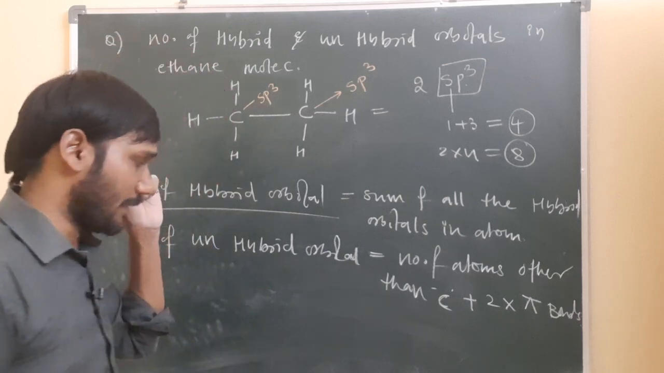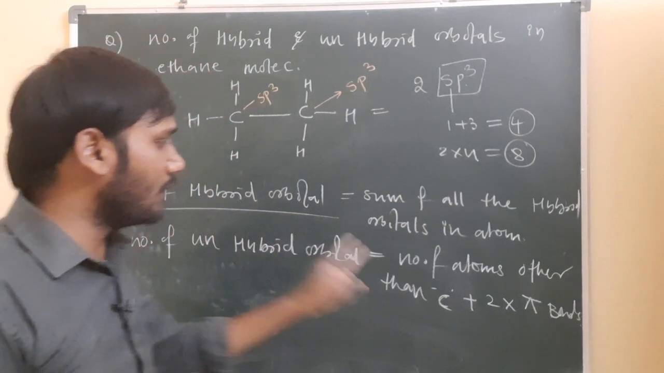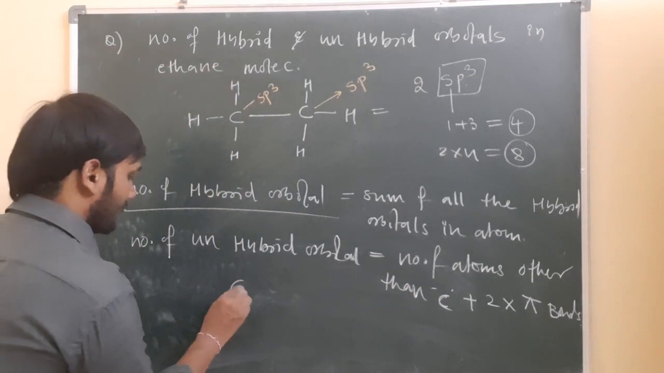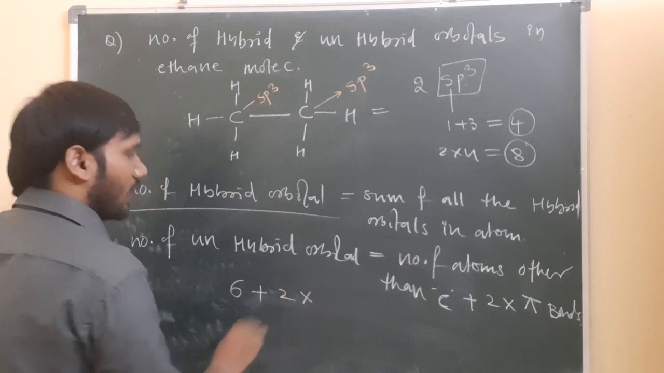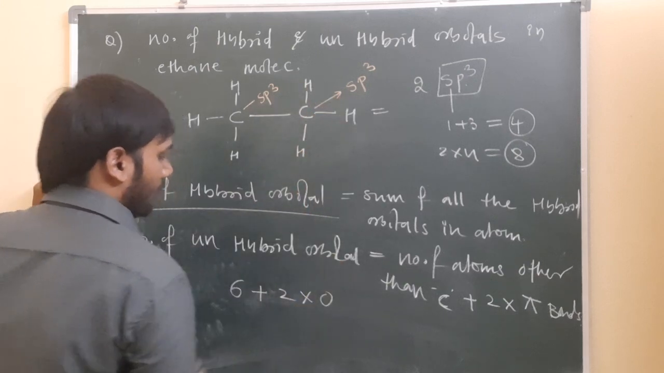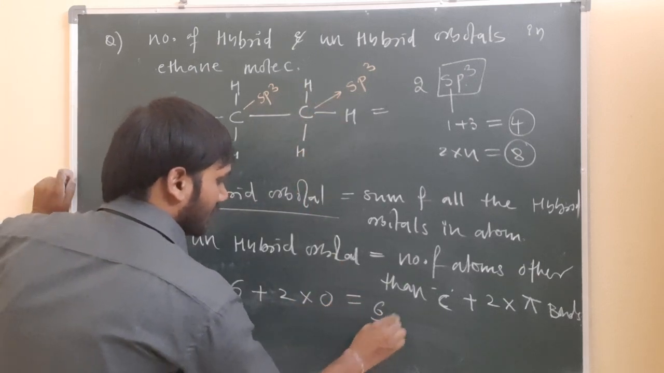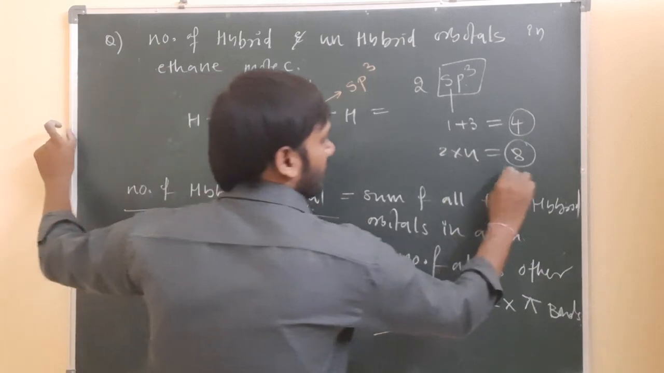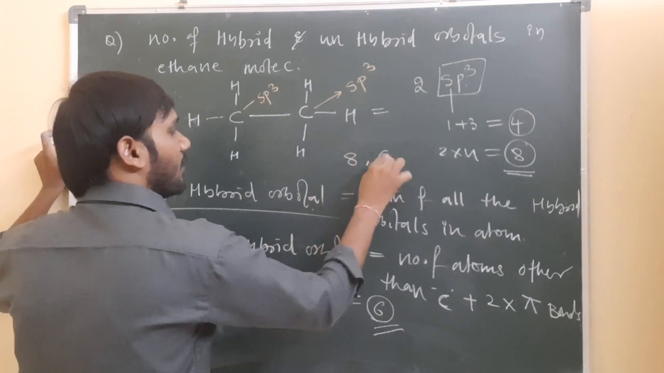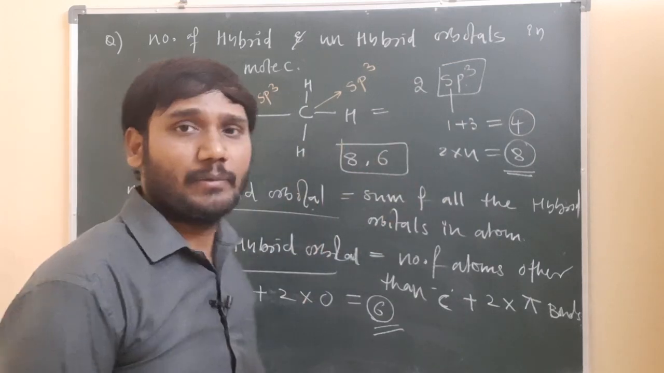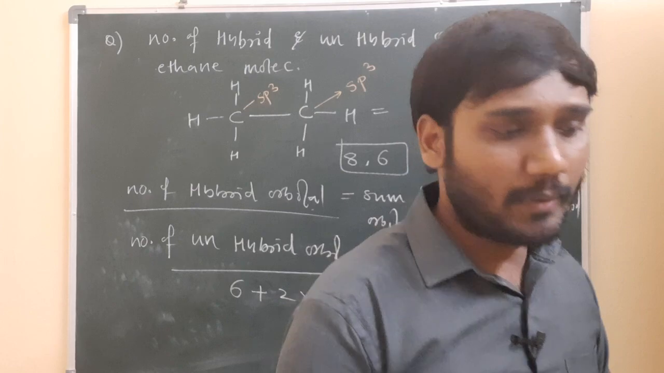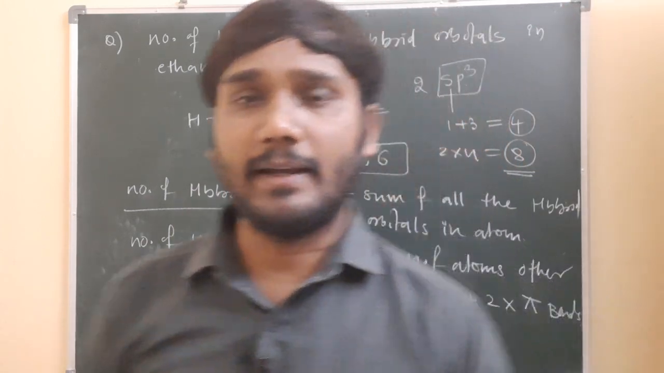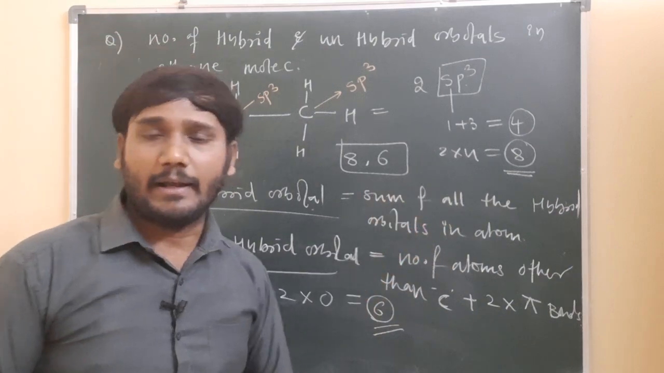Next, the unhybrid orbitals. What is the unhybrid orbital formula? The number of atoms other than carbon. Other than carbon, how many hydrogens are present? 6. Plus 2 into the number of pi bonds. Is a pi bond present anywhere? No, that means 0. So it is equal to 6. So the number of unhybrid orbitals is 6, and the number of hybrid orbitals is 8. This is the answer. So we can identify the number of hybrid and unhybrid orbitals by this formula.